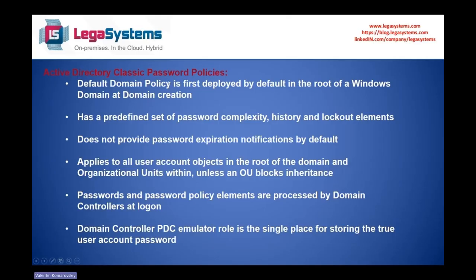So in Active Directory on-prem, the default domain policy is deployed when you first deploy your domain. It's there by default. There's a predefined set of complexity, history, and lockout elements in that policy that can be customized. It does not provide expiration notifications by default.